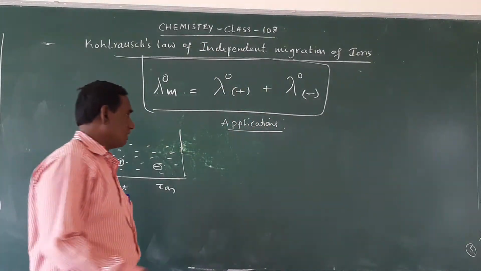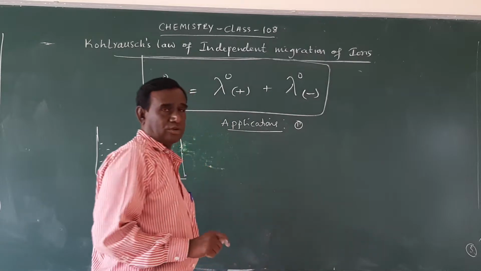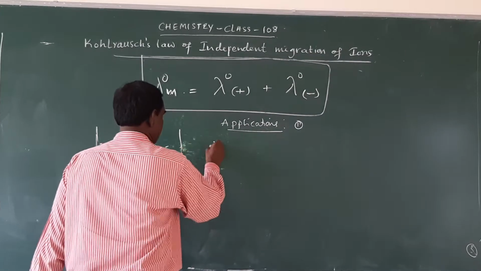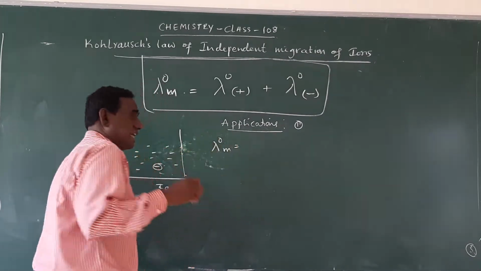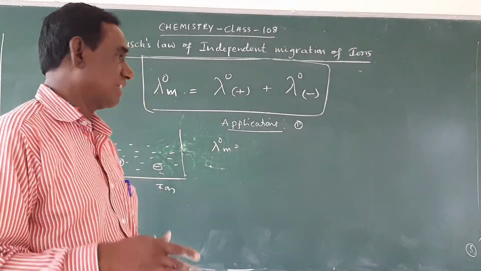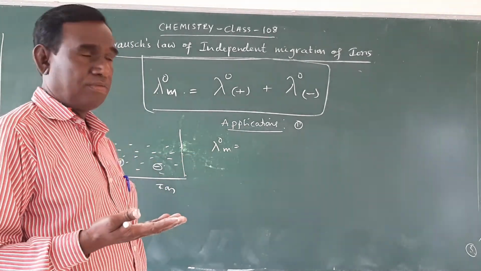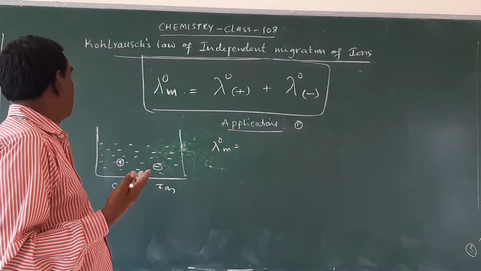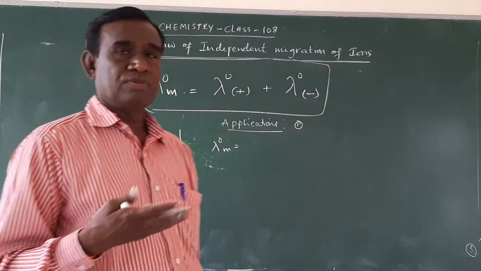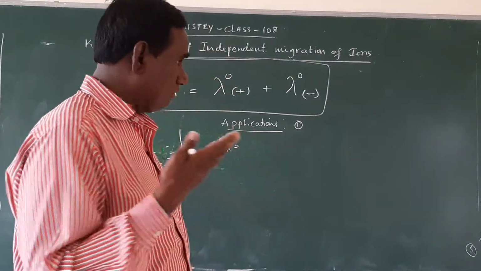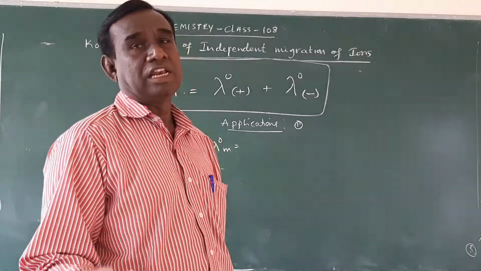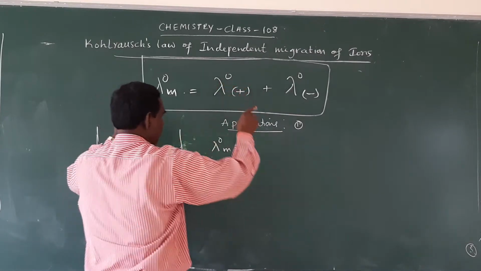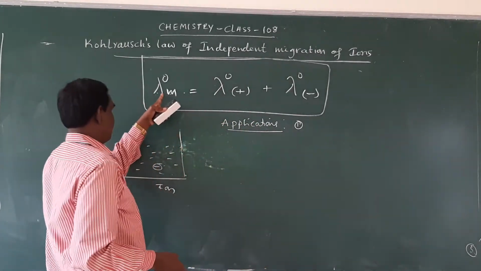The first application is that by the Kohlrausch law, it is possible to calculate lambda naught directly. If you know the lambda naught plus values and lambda naught minus values, then by the Kohlrausch law it is possible to calculate the lambda naught values of strong electrolytes directly. For example, lambda naught m is equal to lambda naught plus plus lambda naught minus. The equation is there itself.